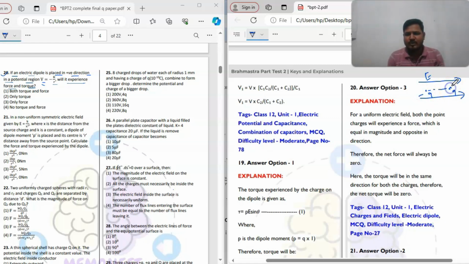So what is the force on this? The force on plus q will be towards the right, and the force on minus q will be towards the left. So what is the net force on the dipole? That is 0. Now we have to find the torque. Torque is P E sin theta. Since the dipole is placed along the electric field, the angle is 0. So tau will be equal to 0.